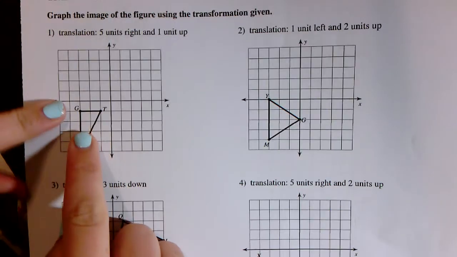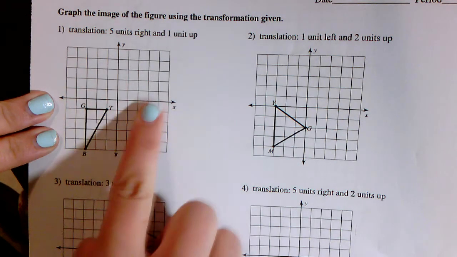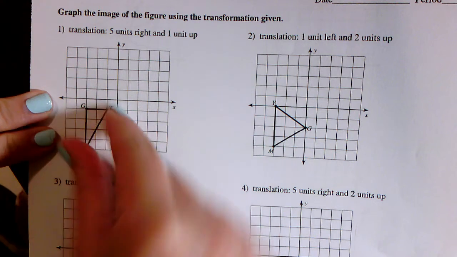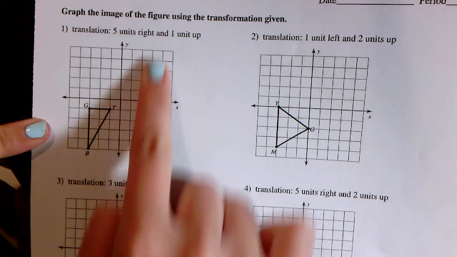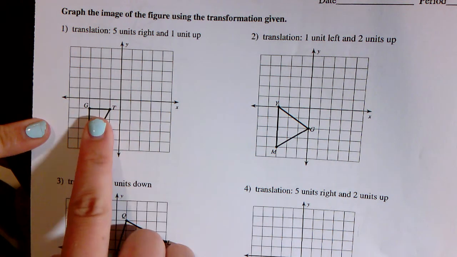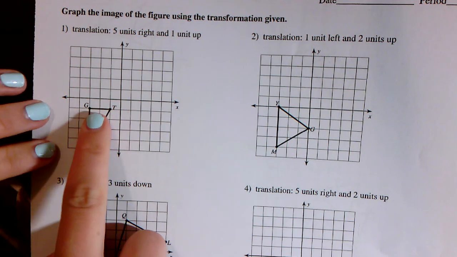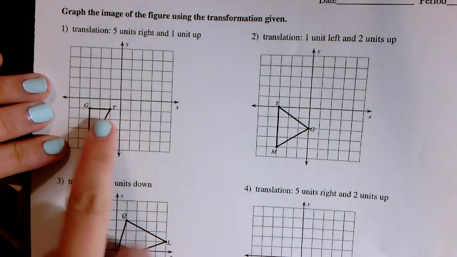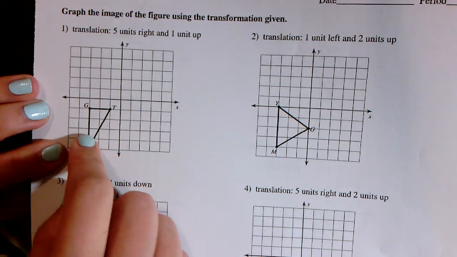So when you're translating a shape that's on the graph, all you're doing is sliding it around. You can't turn it, you can't flip it, but it can be moved all around in any way as long as you're following the directions of the translation. And I know you got to see this yesterday with the Desmos activity, which was super cool. But what you're going to do is move this triangle based on how it tells you. So I'm going to show you how I do it.